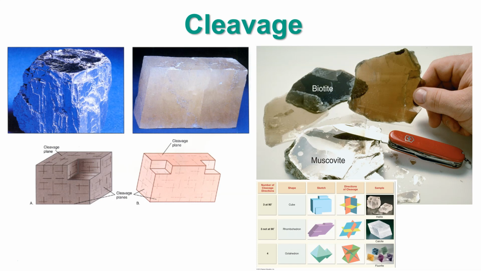Biotite and muscovite have one direction of cleavage, so if you were to take a knife and pry in between them and rip it apart, you're going to get another sheet. These are your micas, biotite and muscovite.